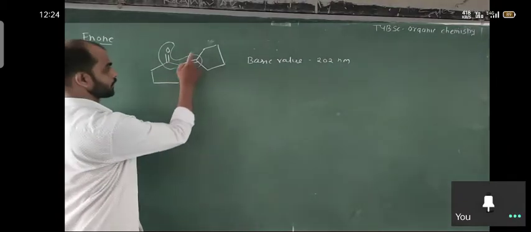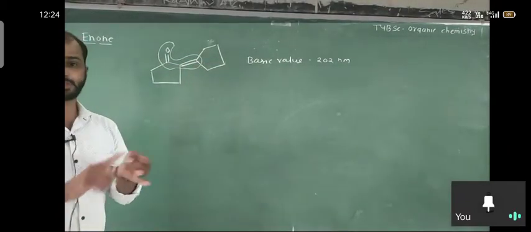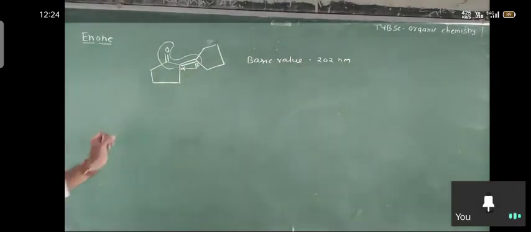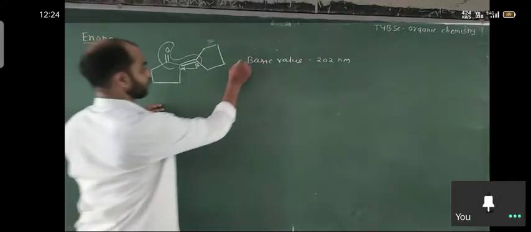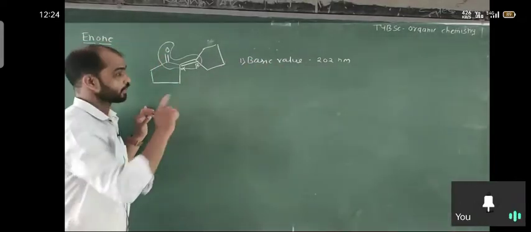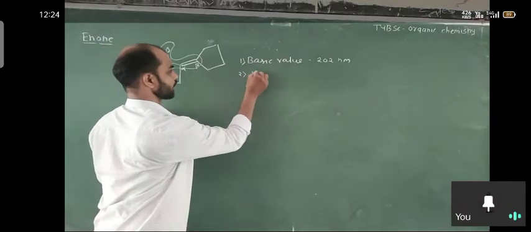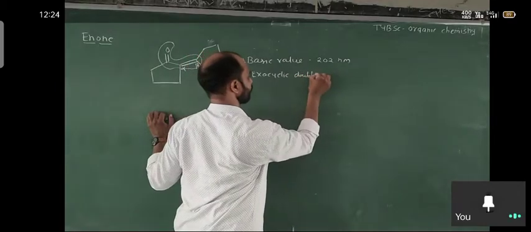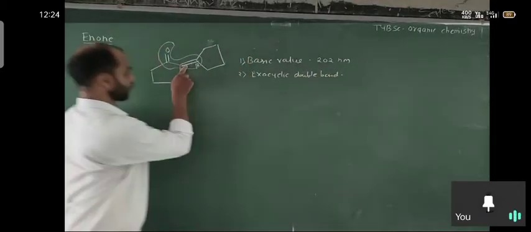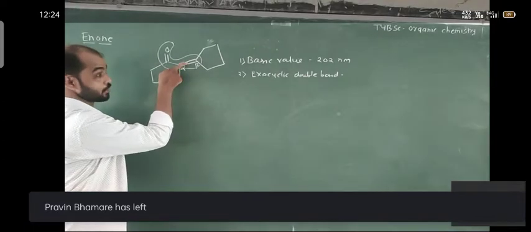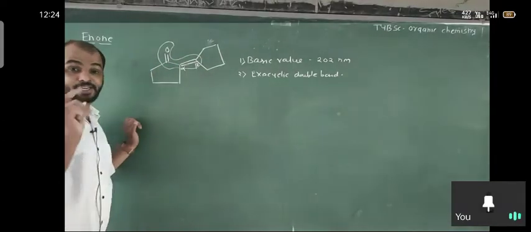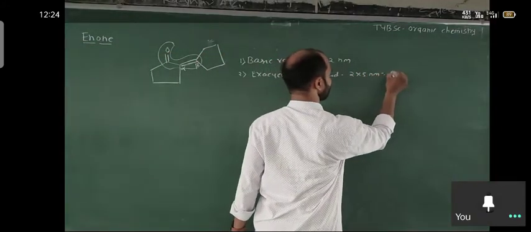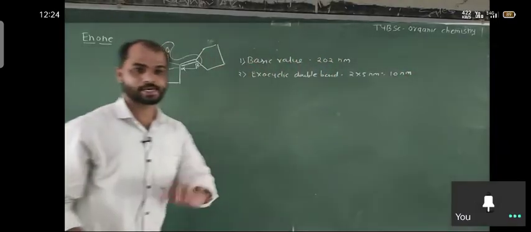Then see, there is no extra double bond in conjugation, there is no homoannular, so you just label alpha, beta. So first basic, there is no homoannular, there is no extra double bond. Second point is exocyclic double bond. This bond, look here, the bond is exo to this ring as well as this ring, so you consider it 2 times. So 2 into 5 nanometer, total 10 nanometer.